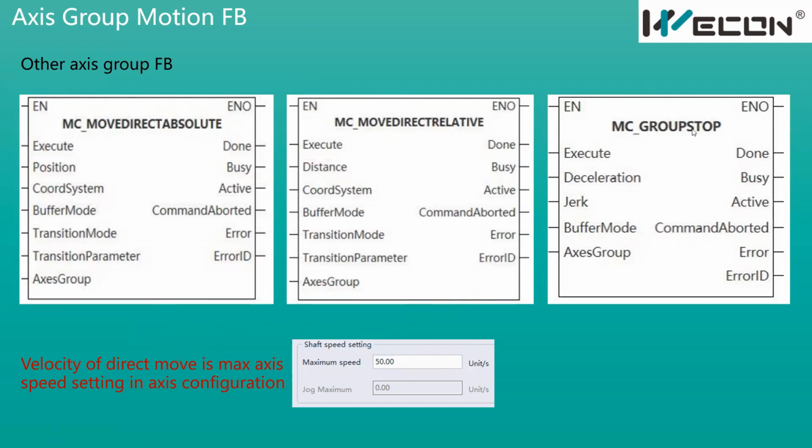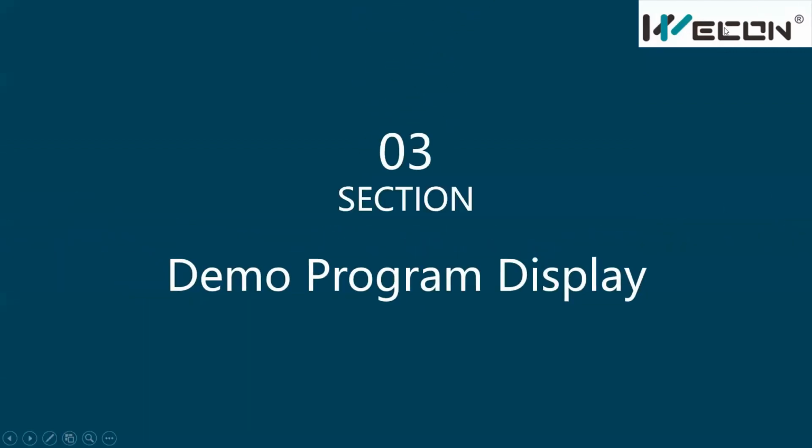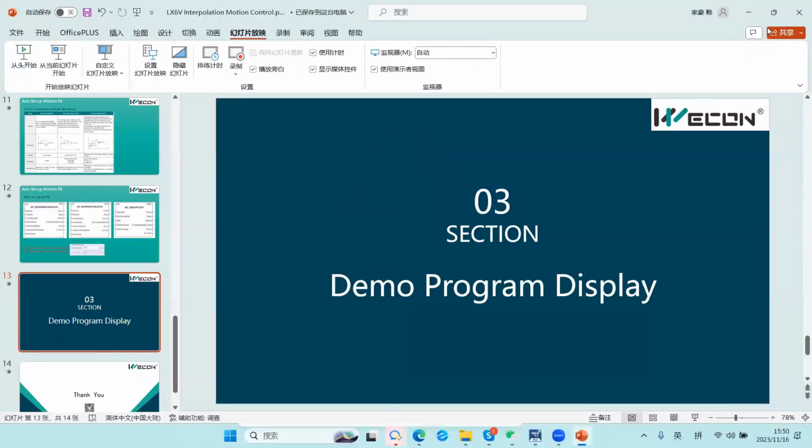And also we have a function block we call group stop to stop the axes in the axis group. When we execute this function block, all the axes will slow down to 0. Okay. Now let's check the program.